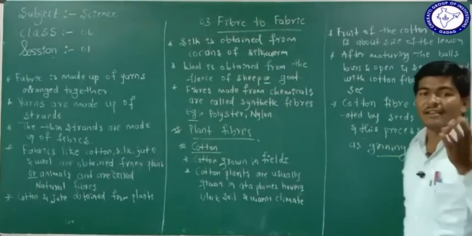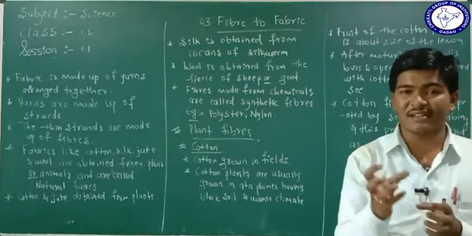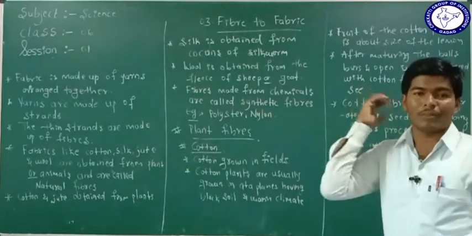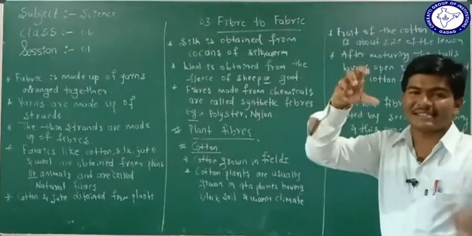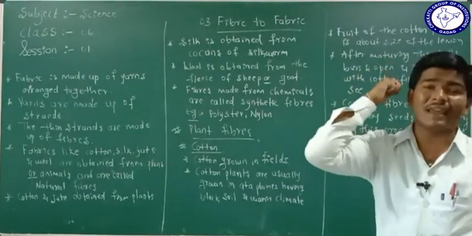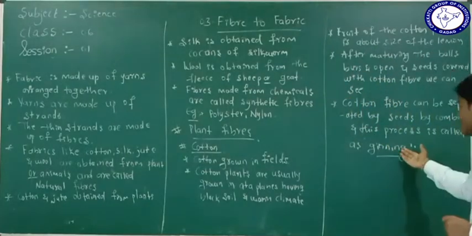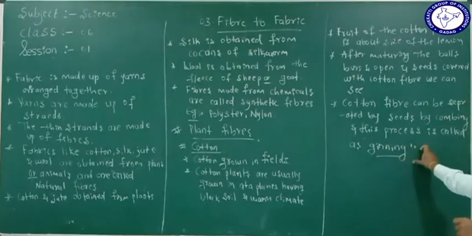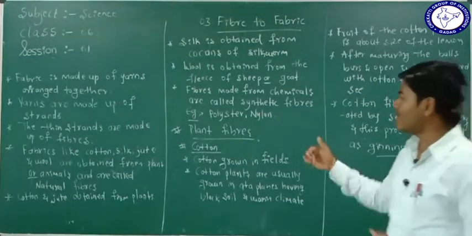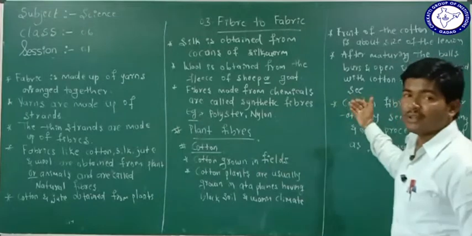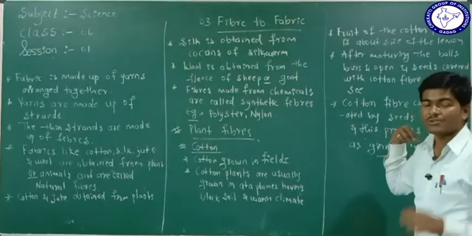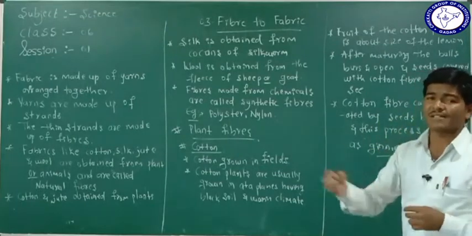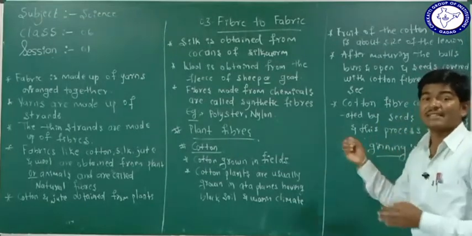What is ginning? The process of separation of seeds from the cotton by combing. Comb means the comb you use daily, a comb-like structure. That comb-like instrument is used to separate the seeds from the cotton, and that process is called ginning. So it is the first step in the conversion of the cotton into fiber. In the first step we separate the cotton fibers from the cotton fruit and the seeds of the cotton.